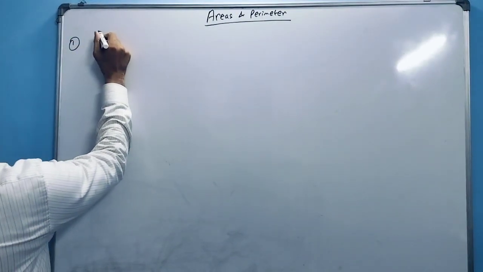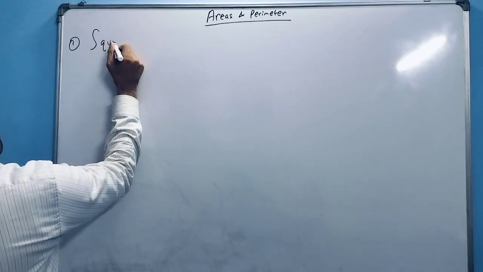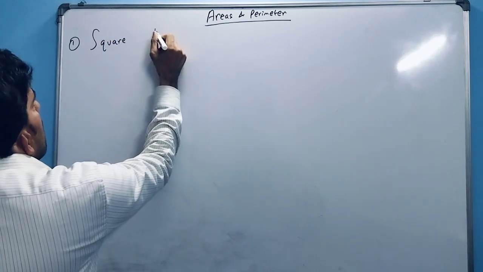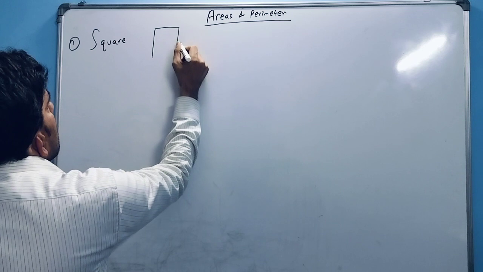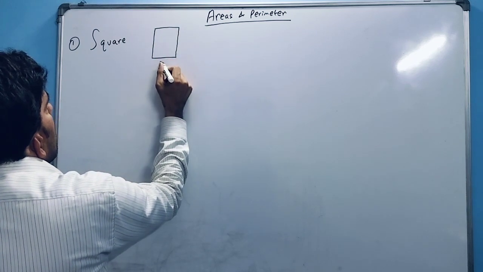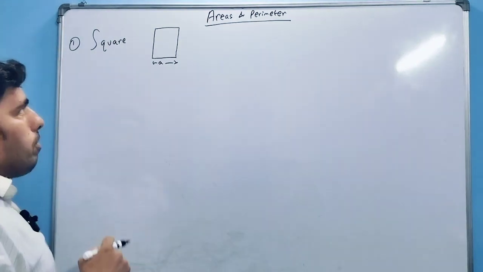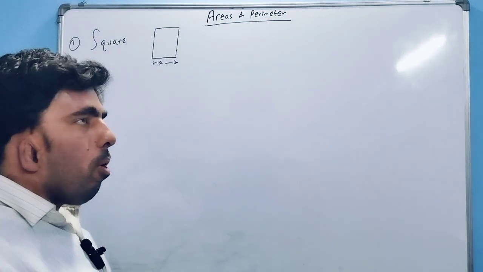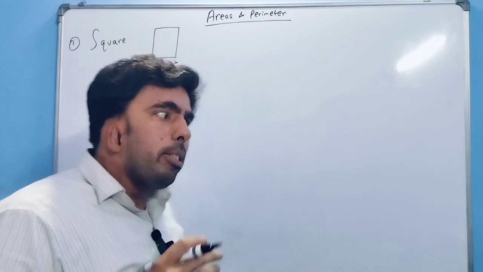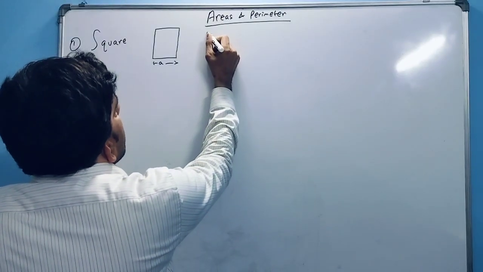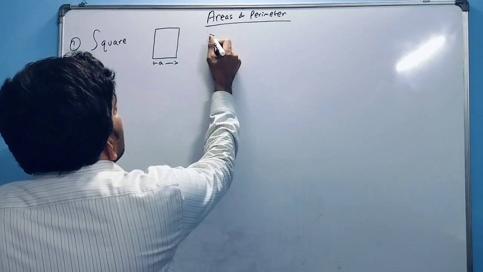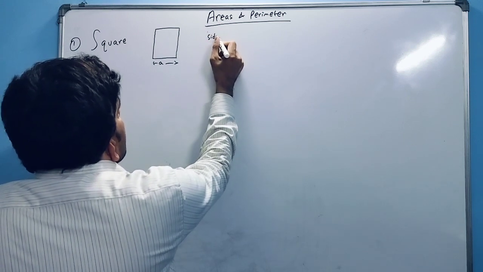First, I'm talking about square. How does it look? This is a square. Let its side be A. We all know that a square has all sides equal, all angles are 90 degrees, and its diagonals are also equal. So if we need to find its area, it will be side square.